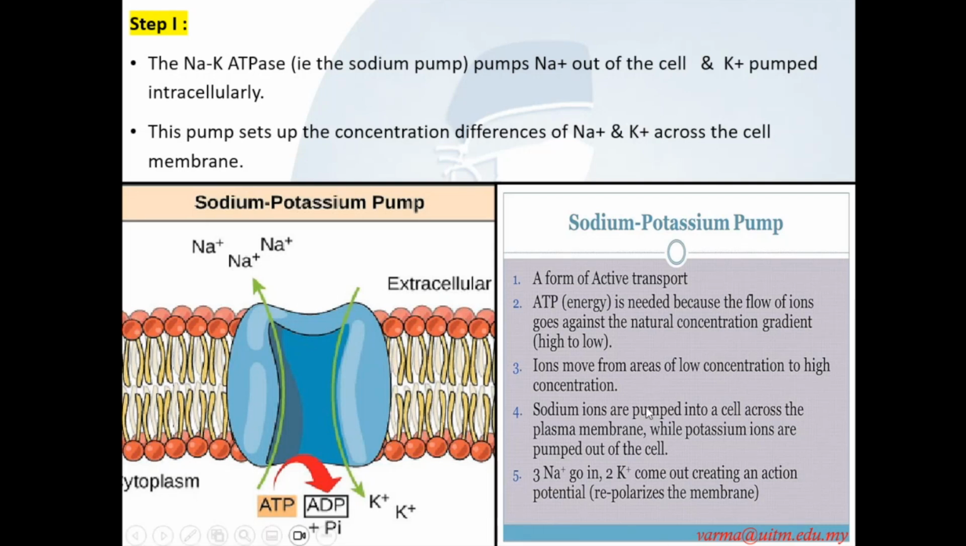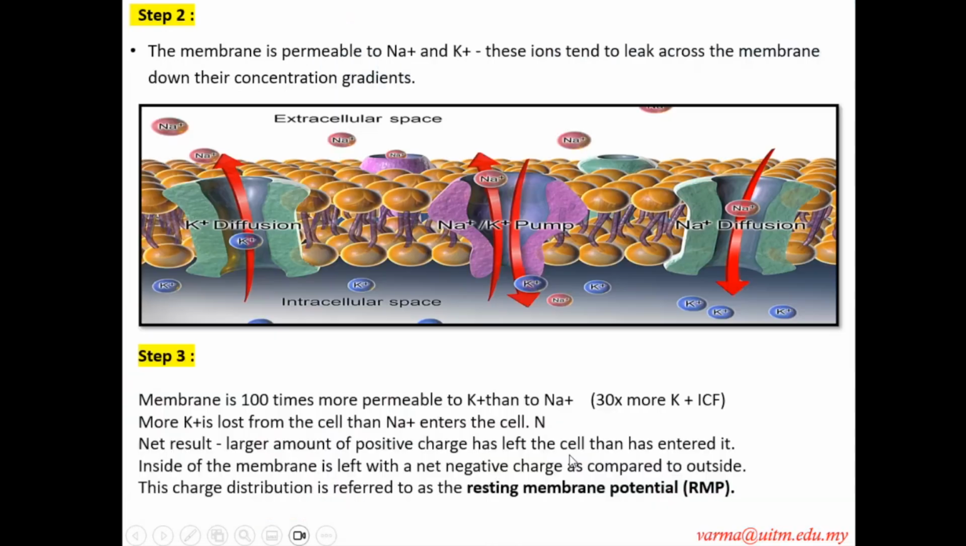I think this is wrong. They should be this way, right? Let me check. Yeah, this is wrong. The sodium ions should be pumped out of the cell across the plasma membrane, while potassium ions are pumped into the cell. This part is wrong. Sorry, I didn't check it. I will get back to you all on that.